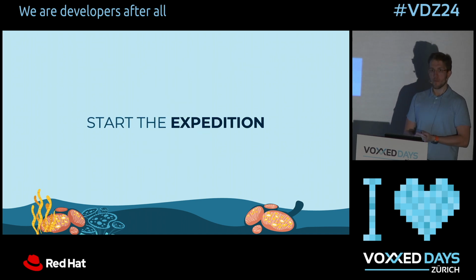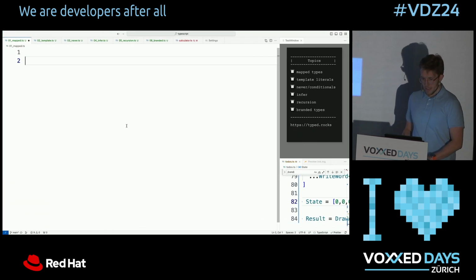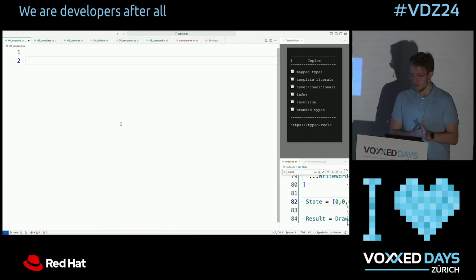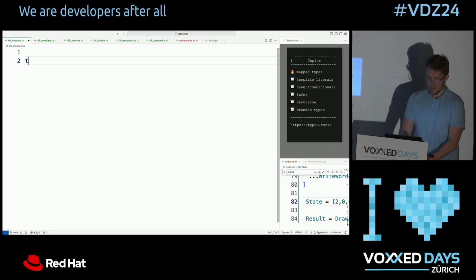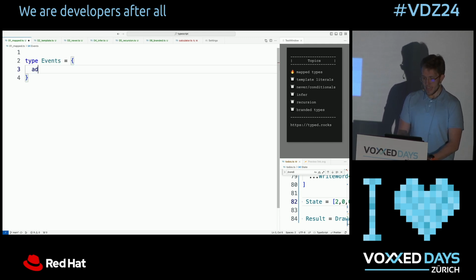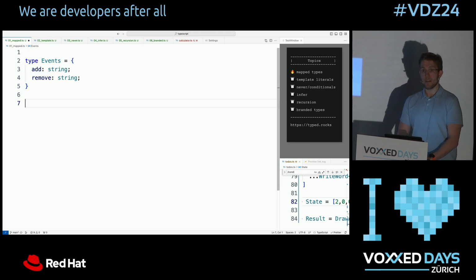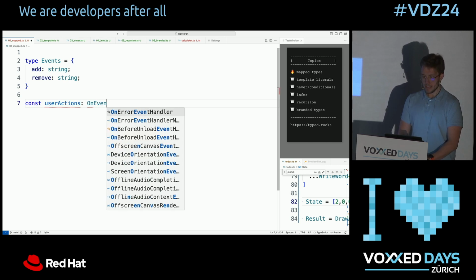Yeah, let's start with the code. We're in VS Code. What we'll do first is talk about mapped types. Let's say we have an events type here, with an add property and a remove property. Now let's say we want a user actions object with an on method for each of these. So we have user actions, and we say this is of type on events.